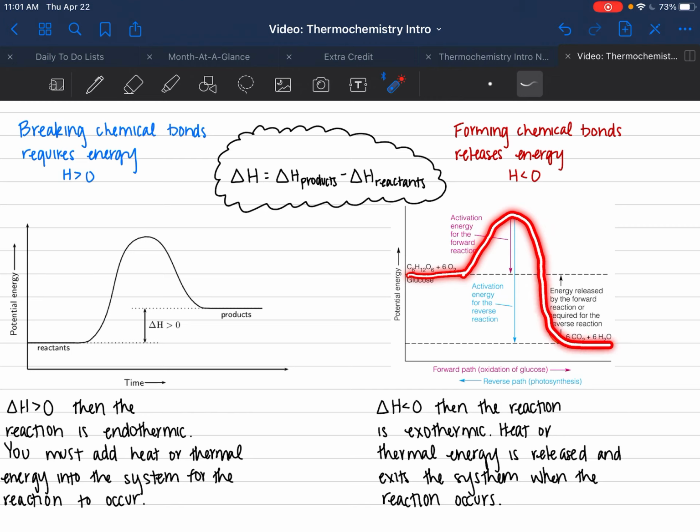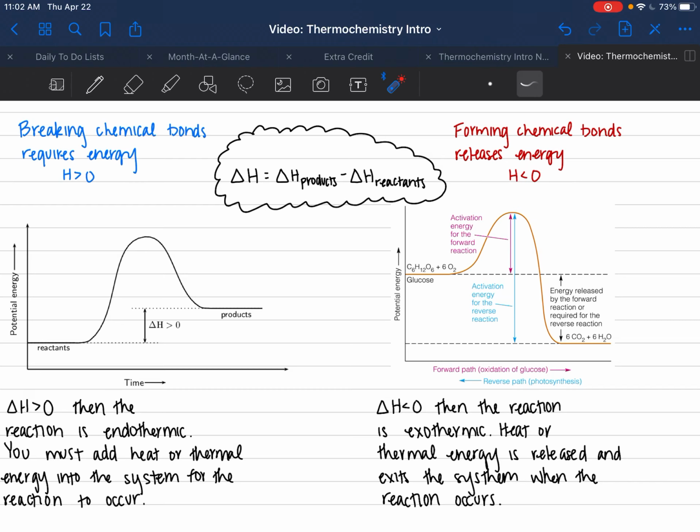But then notice that your energy for your products is much lower than the energy for your reactants. What this tells you is this value, which it doesn't label, but about right there, that is going to be delta H, and notice that it is less than 0. It is going down. And because of that, that should tell you that you are going to be releasing energy through that reaction. So you still have to add in a certain amount of activation energy to get that reaction to start, but in the end, you are going to be giving off a net release of energy.